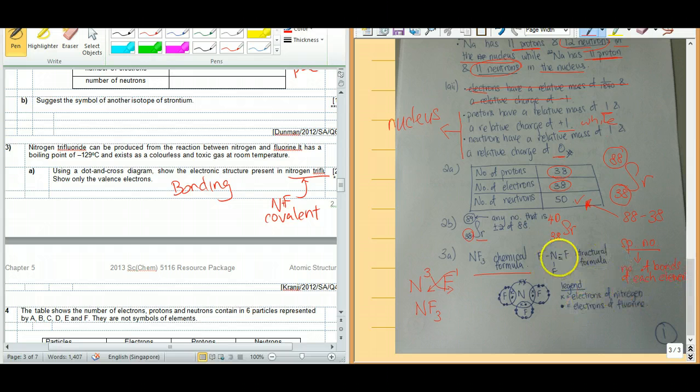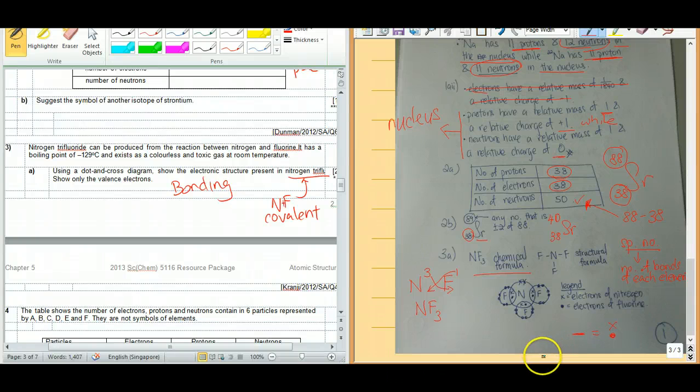Okay, so once you have found the structural formula, next up, you need to draw a dot and cross. So to draw the dot and cross, we know that nitrogen is in the middle, surrounded by 3 fluorine. And each of these bonds over here, every single bond is one cross and dot. You can see in the overlap region is a cross dot, cross dot, cross dot.